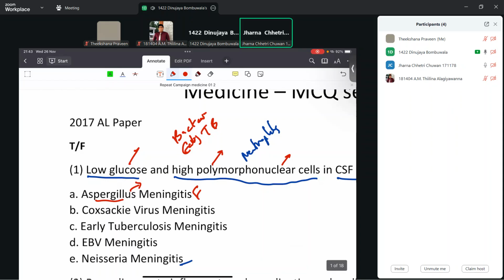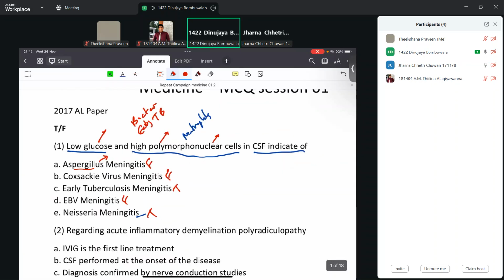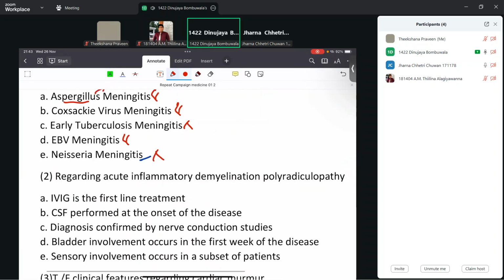Coxsackie is a virus, so it is also false. Early TB, we discussed it before, in early infection it's true. EBV meningitis, false. Neisseria, true.